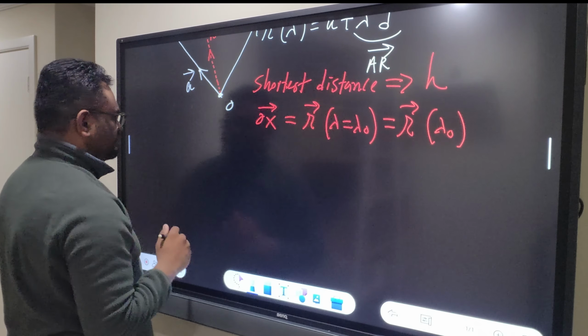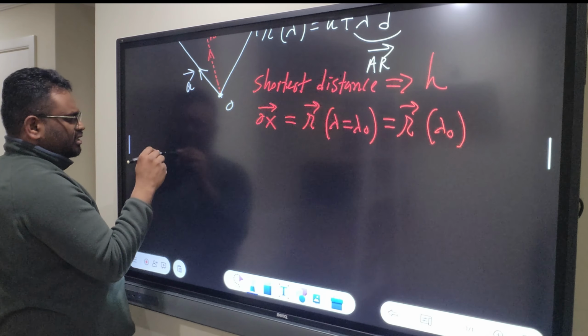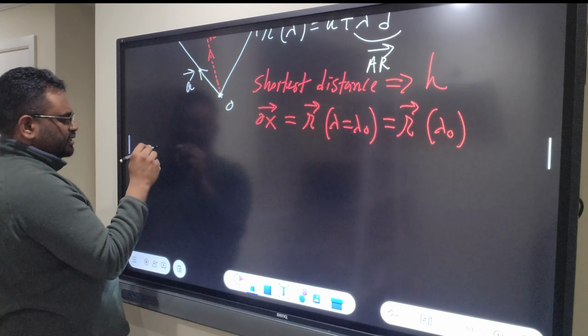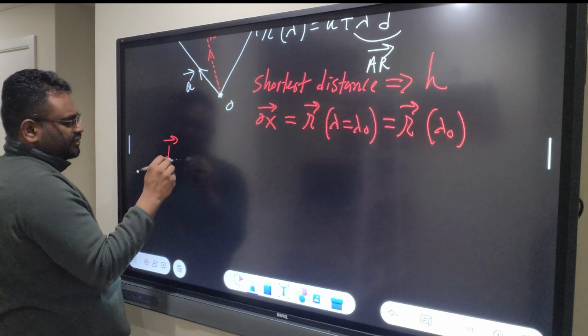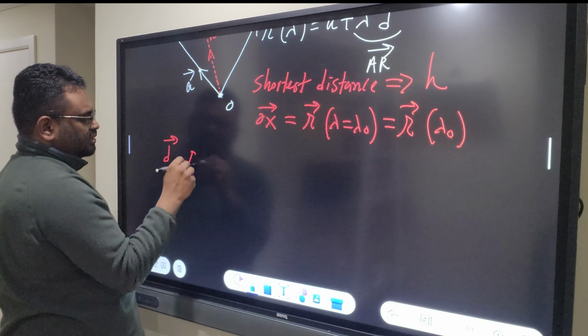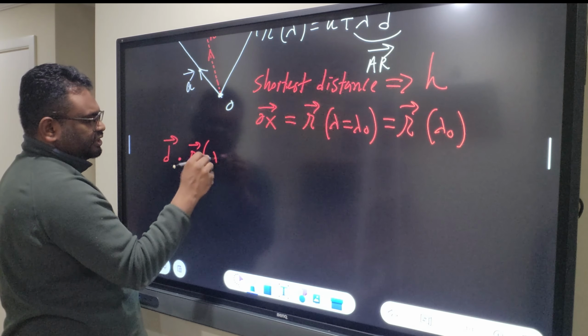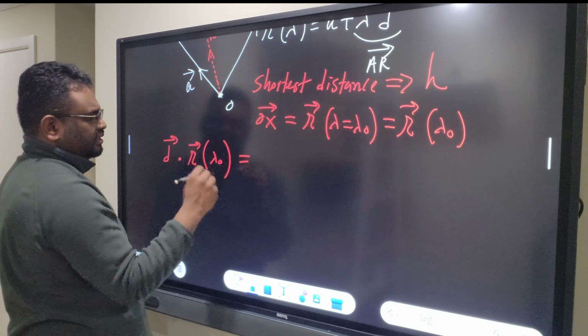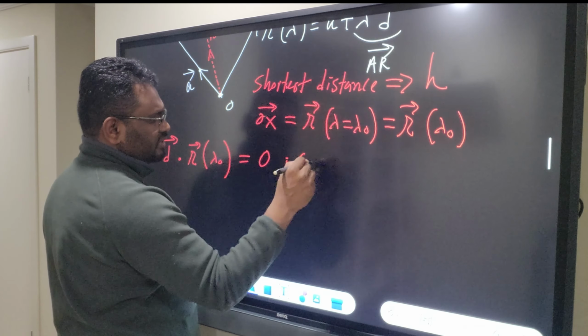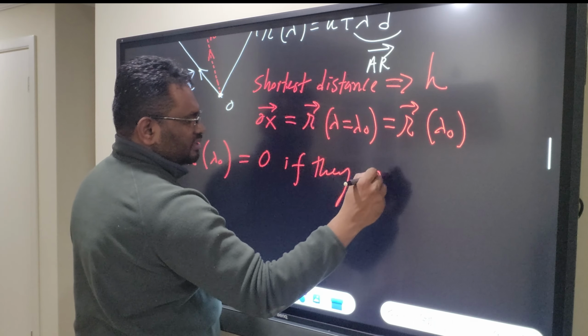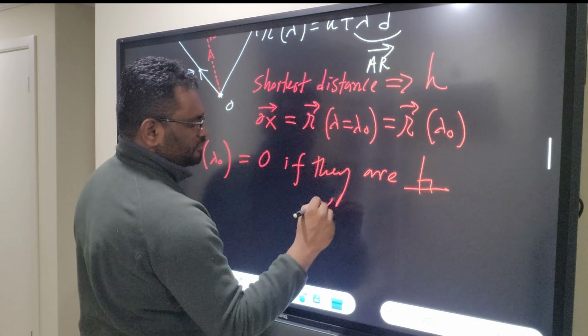In that process, we know the dot product, so the dot operator is what we are going to use. We are going to take the D vector and dot it with R of lambda 0. If you do that, the output should be 0 if they are perpendicular to each other.